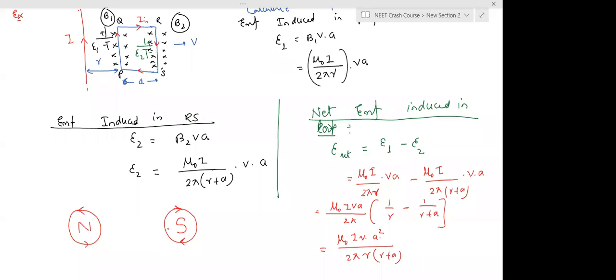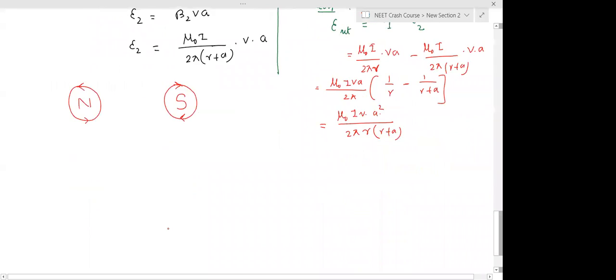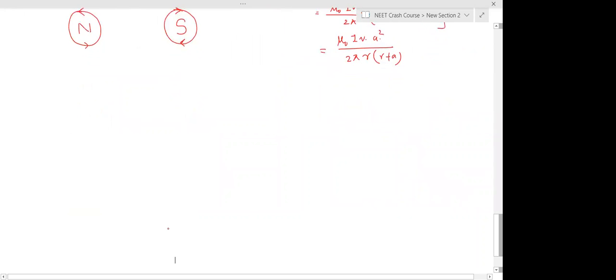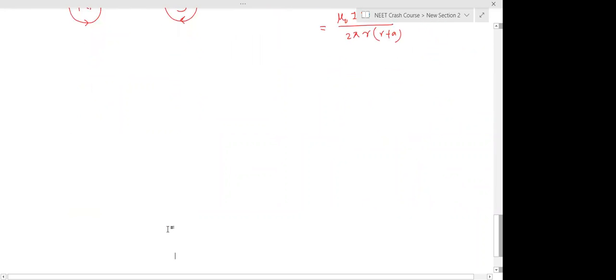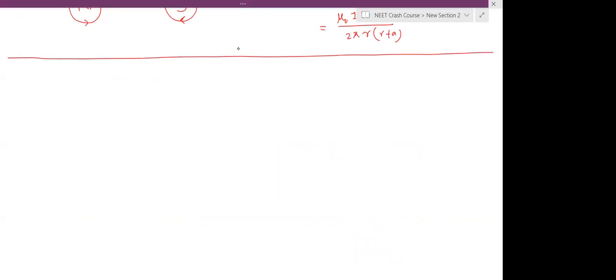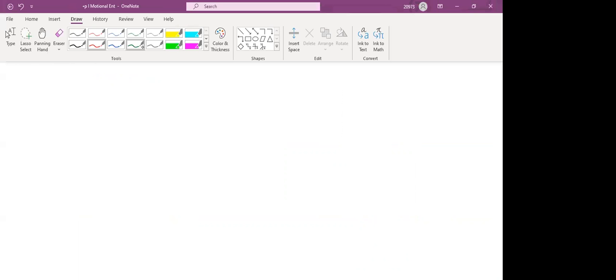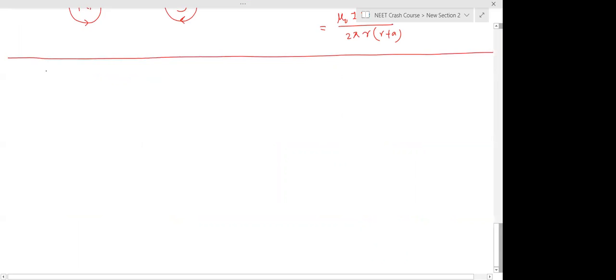Fine. Next is the EMF induced in a rotating rod. So far we have done the moving rod, moving wire, and moving loop. We did all these cases. Next is the EMF induced in a rotating rod, in any magnetic field, if a rod is rotating.